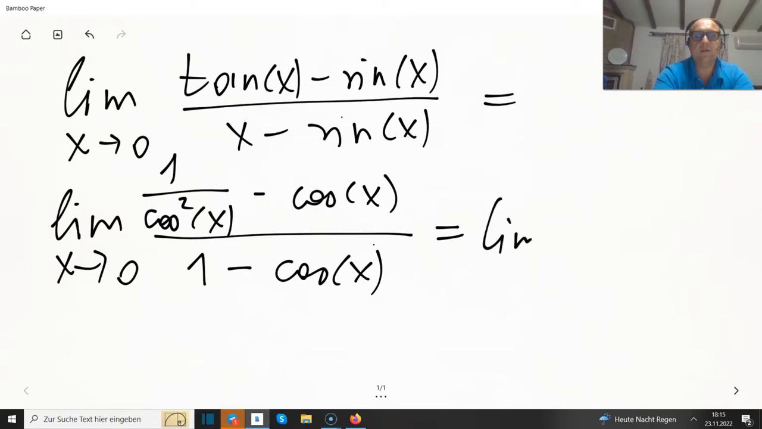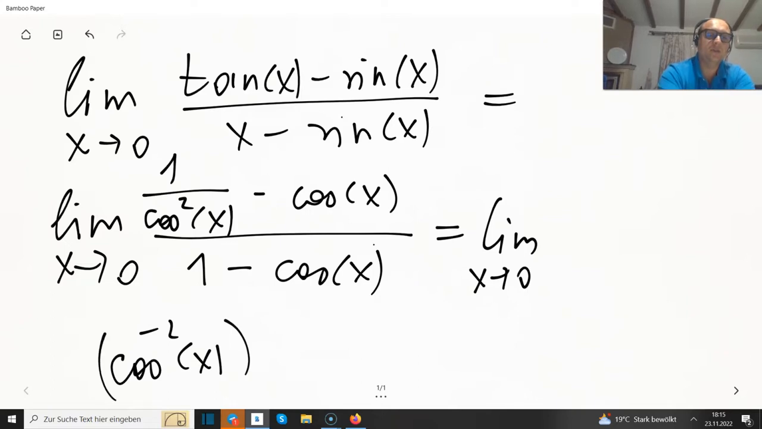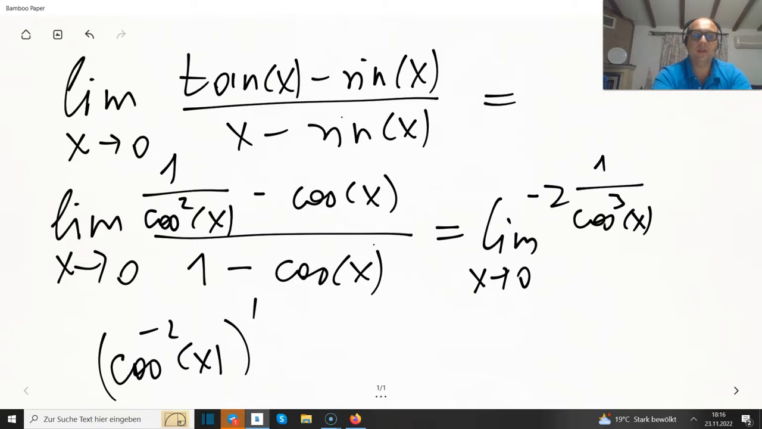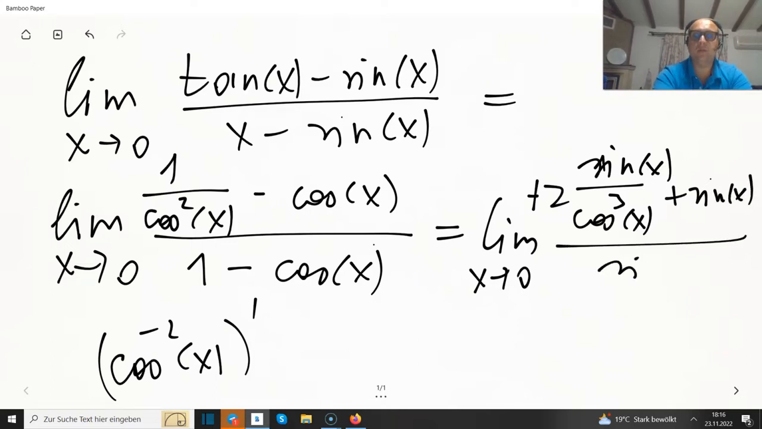Okay, I'll take a derivative by the chain rule. So this is cosine to the power of minus 2 of x. Its derivative would be minus 2 cosine to the power of minus 3, so basically minus 2 times 1 divided by the cosine cubed of x. And the inner derivative of the cosine is minus sine, so plus we have a sine here, and we have a sine there, divided over, well, it's just becoming a sine.